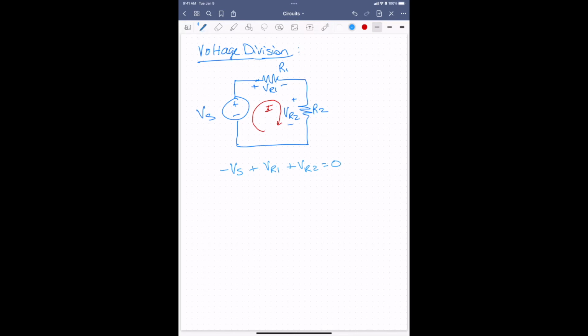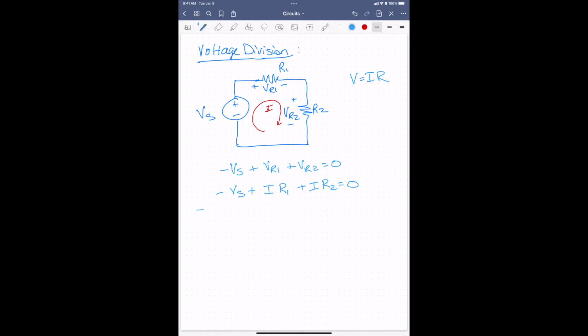We also know from Ohm's law that VR1 is equal to the current through the resistor times the resistance. So I can write that as I times R1, where R1 is the resistance and I is the current through the resistor. Similarly, the current through the resistor R2 is I, so the voltage across that is I times R2. So we substitute in our equation, and there we have it. Here we have basically written an equation for the circuit.